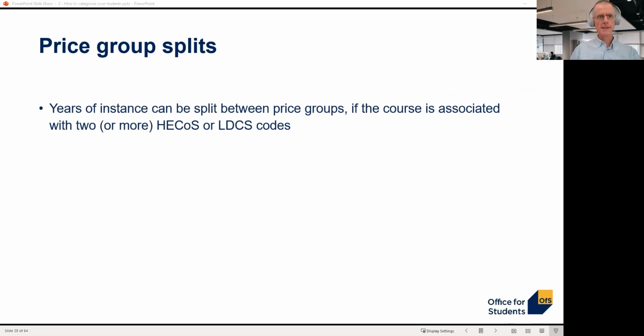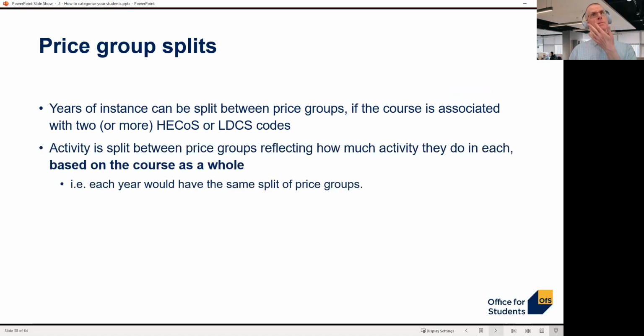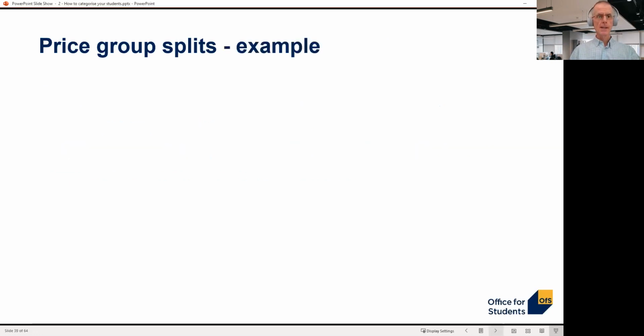If you've got this sort of situation, you're going to have to work out what the split is. So it's split between price groups reflecting how much activity is done in each, based on the course as a whole. That is to say, each year would have the same split of price groups. The best way to illustrate this is with a quick example. So I'm going to use a HECOS-based example for this.